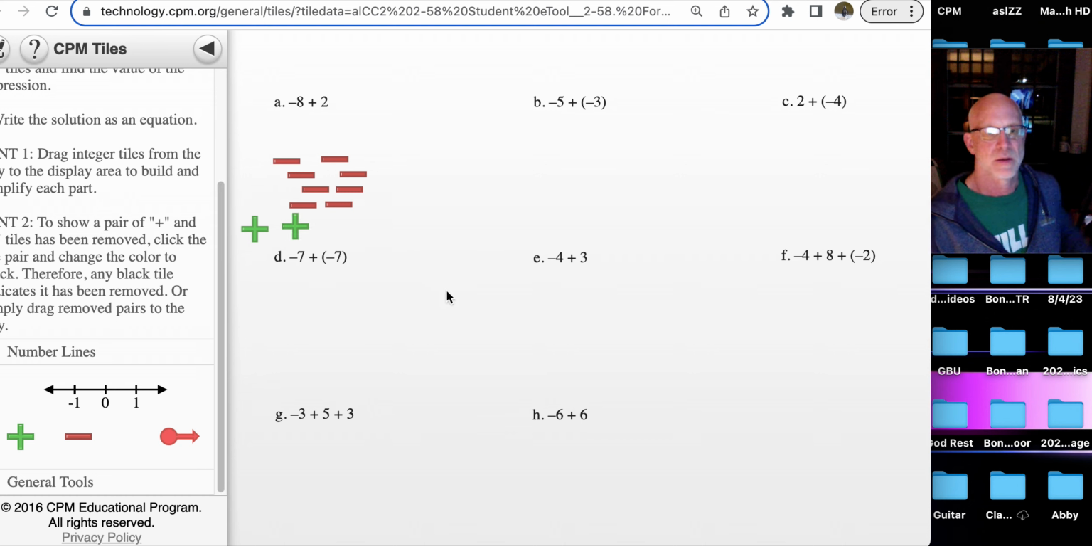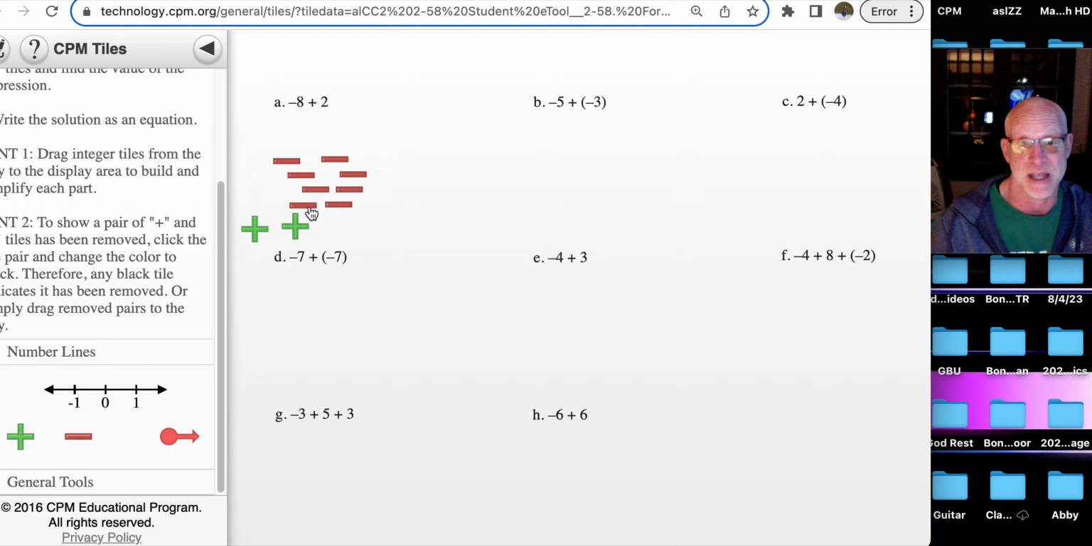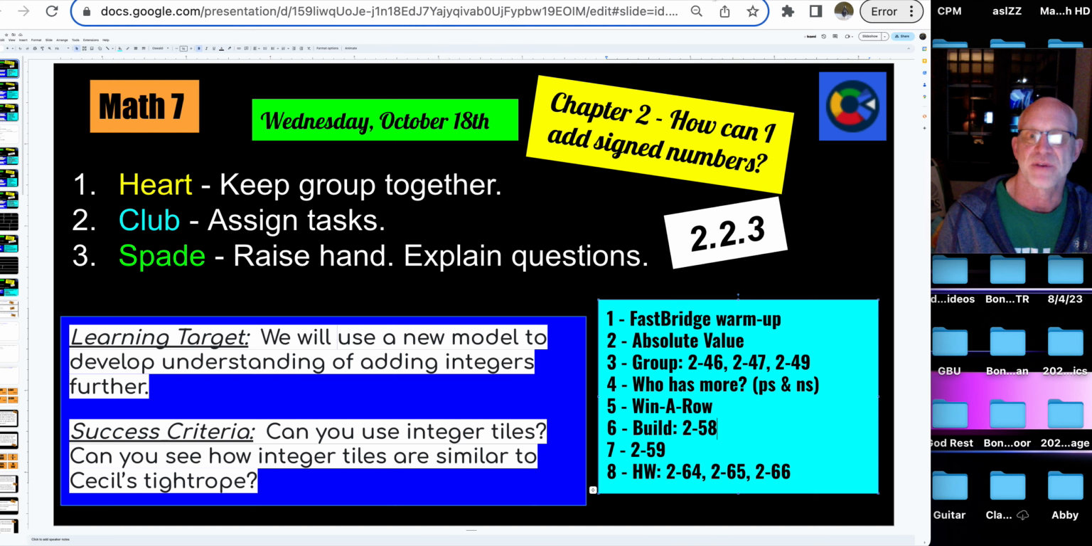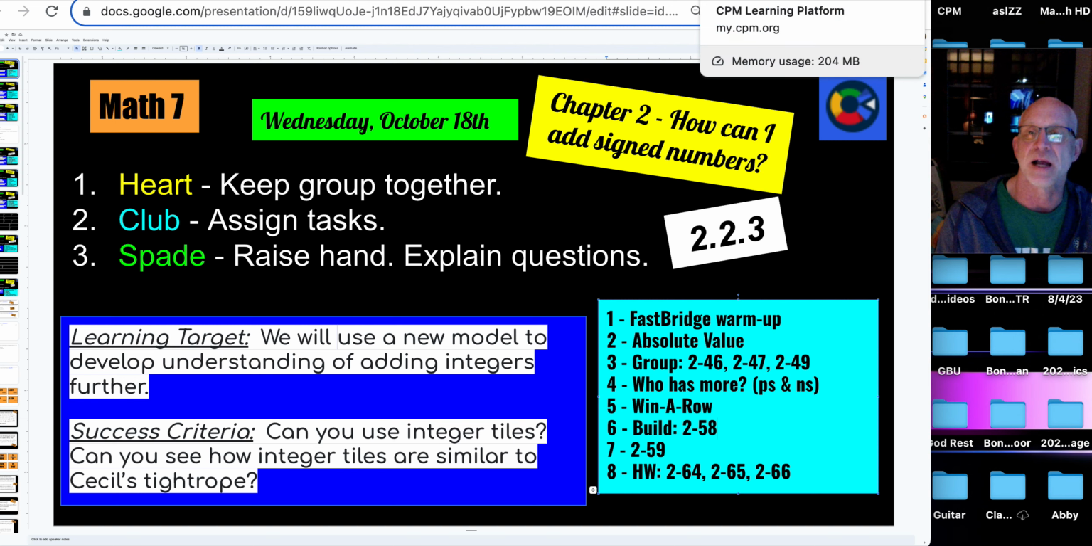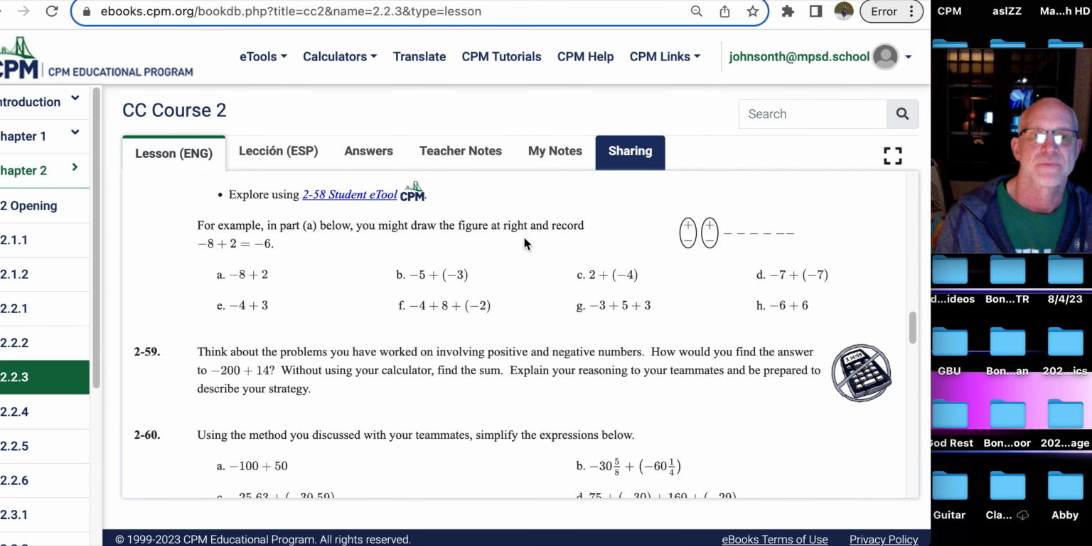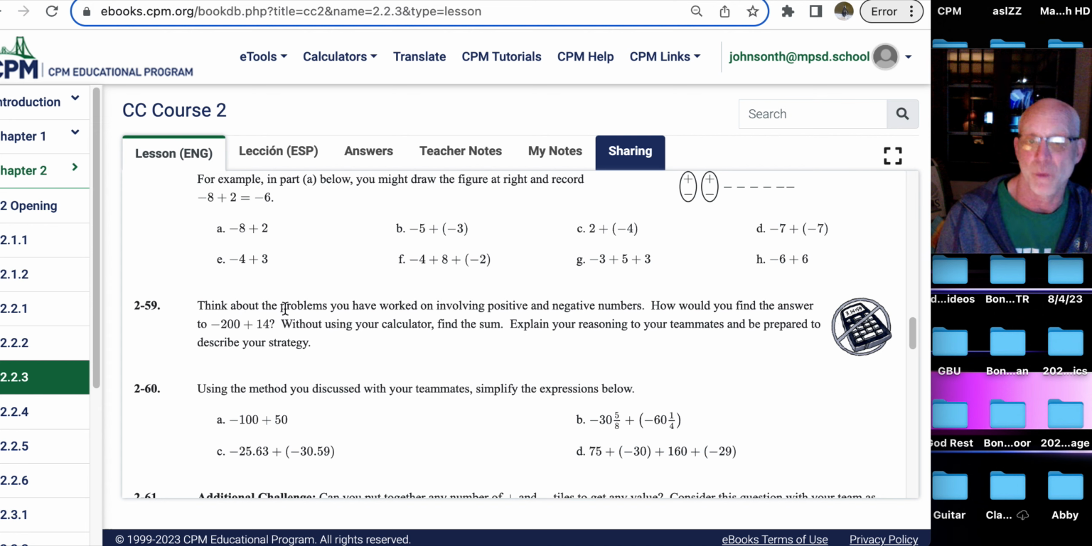One thing we realized today is that a positive and a negative make a 0. And a positive and a negative make a 0. So we can get rid of those, and we're left with 6 negatives. Okay? Negative 6. Beautiful. Then from there, we looked at 259. And 259 says, think about the problem you have worked out involving positive and negative integers. How would you find the answer to negative 200 plus 14? Without using your calculator, find the sum. Explain your reasoning to your teammates and be prepared to describe your strategy.